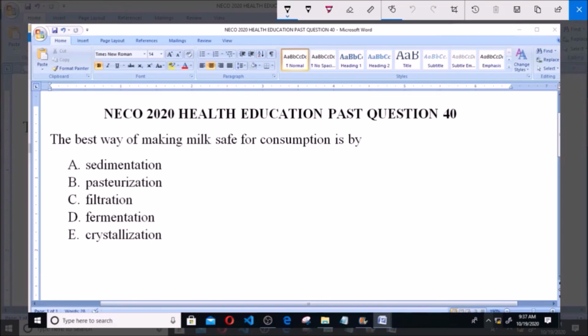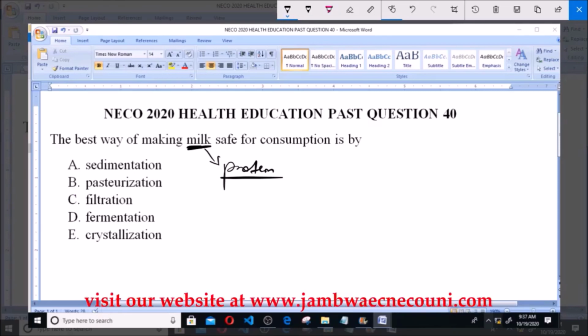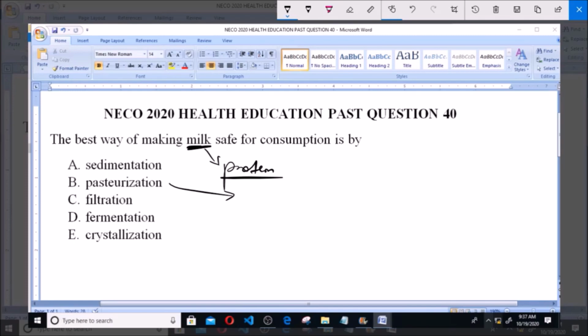Now, milk, like we know, is very important in the body because it is a very rich source of protein, and it is gotten from animals. Due to the nature of milk, it is possible that milk contains a lot of pathogens. The best way to make milk safe for consumption is by pasteurization. That is pasteurizing the milk.